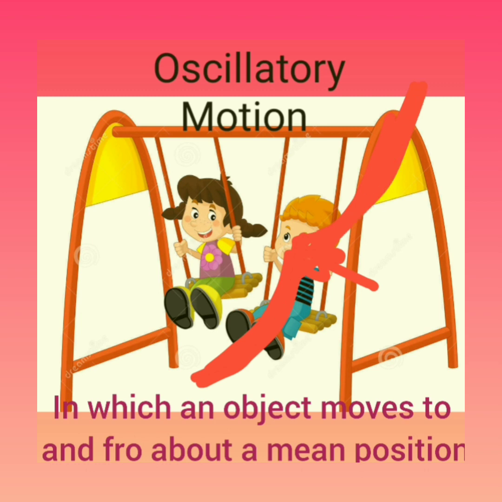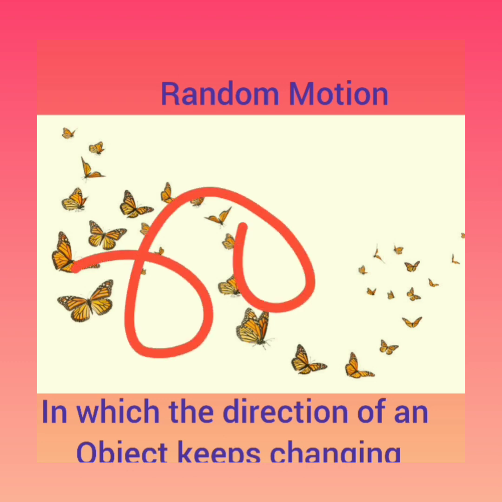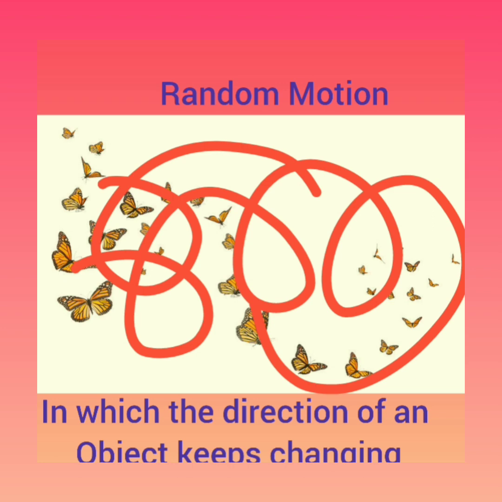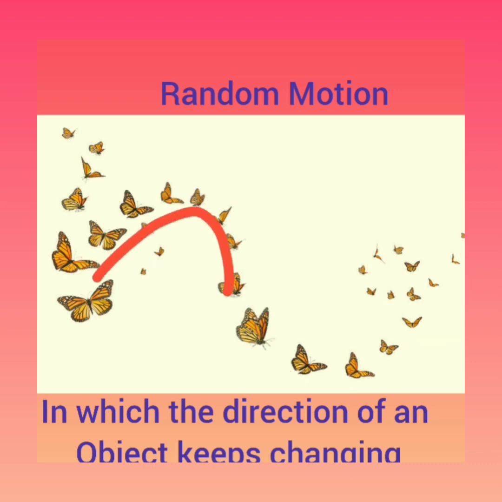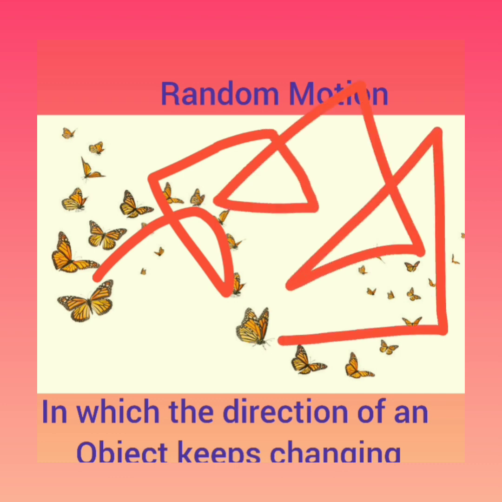Random motion, like not a particular motion. Butterflies, birds, insects are the best examples for this random motion, in which the direction of an object keeps changing. Or this type of diagram also you can say. See, this is also a random motion, right?